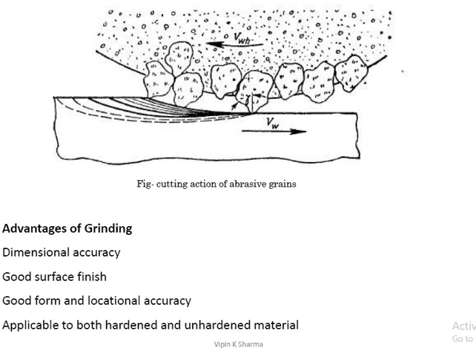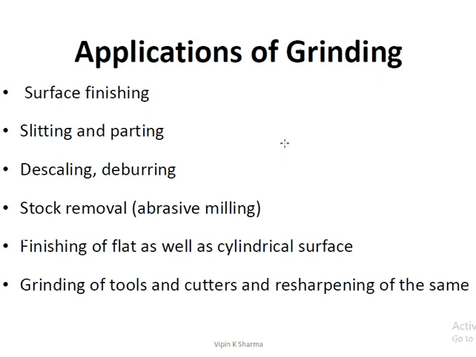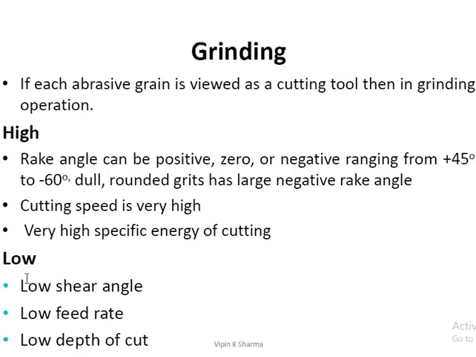So grinding can also be used to remove the material in a stock. It can be used to machine or finish the flat as well as cylindrical surfaces. This we will discuss later on in the lecture. And the grinding of the tools, as you have already ground a single point cutting tool as an experiment in your manufacturing machines lab.